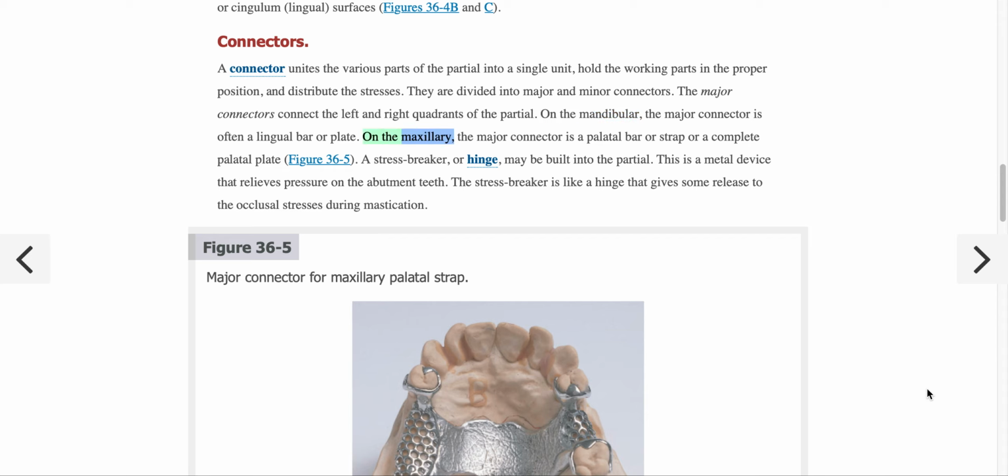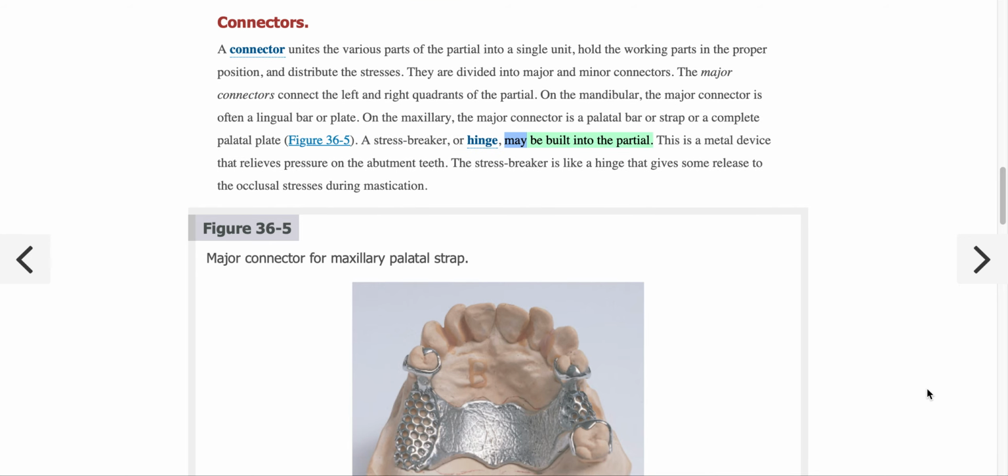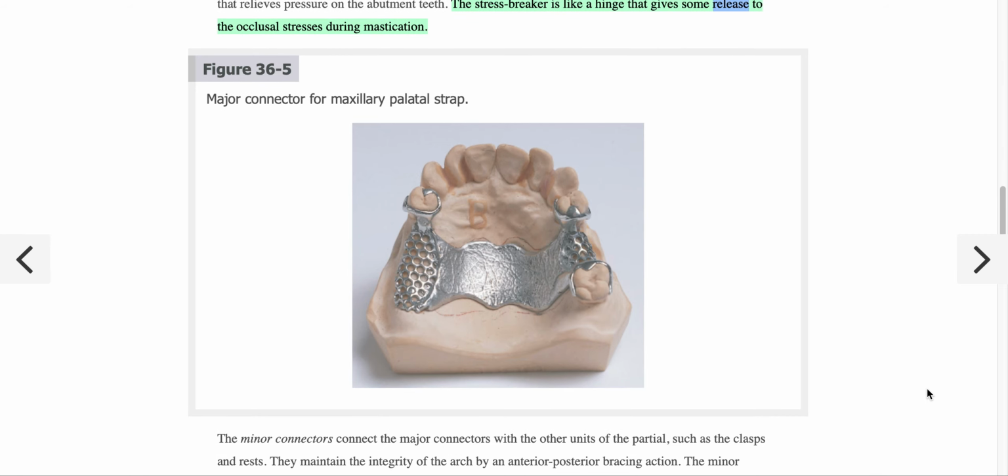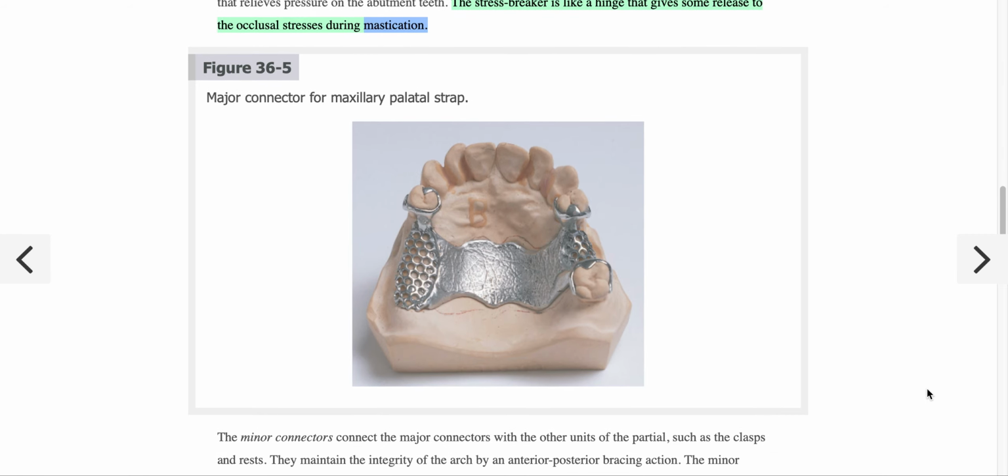On the maxillary, the major connector is a palatal bar or strap or a complete palatal plate, figure 36-5. A stress breaker, or hinge, may be built into the partial. This is a metal device that relieves pressure on the abutment teeth. The stress breaker is like a hinge that gives some release to the occlusal stresses during mastication.